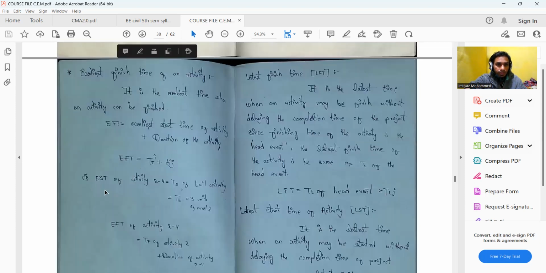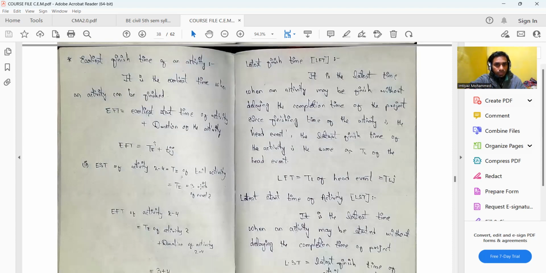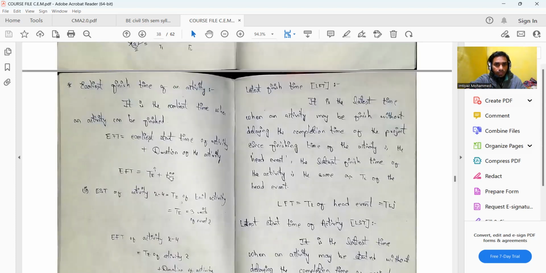Similarly, you can calculate EST of the activity 2, 4. 2 is the tail event, 4 is the head event. So in this case, it will be TE of the tail event, that is TE of 2. TE of 2 is 3 units, which we can see in the figure there. Similarly, you can calculate the remaining things also.